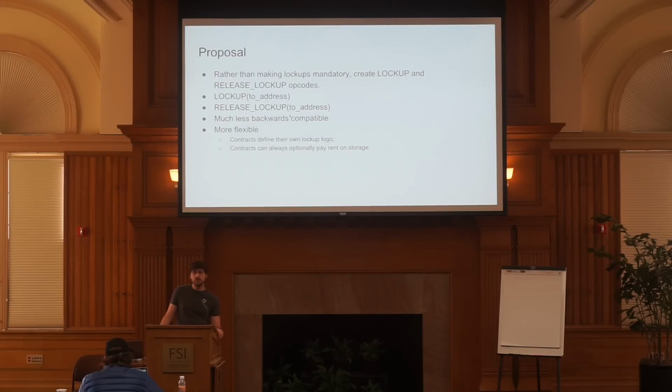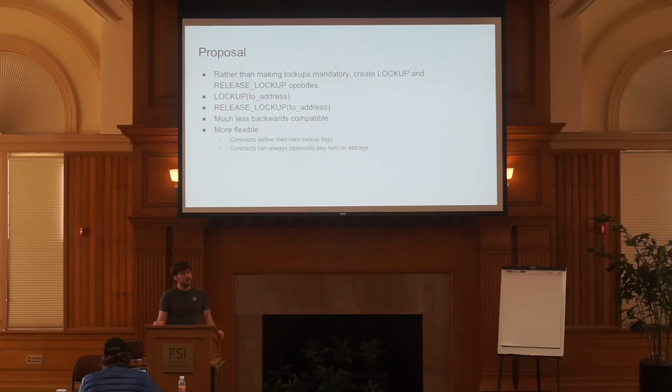So my proposal is to fix this. Rather than making lockups a mandatory part of every transaction that modifies storage, we should just create opcodes for locking up and releasing ether. And now smart contracts can determine their own rules around how fees are locked up and released. This is less backwards compatible because if we take the CryptoKitties example from before, now transferring a CryptoKitty would not actually change any lockups. You would have to write some sort of a wrapper smart contract that would do that for you.